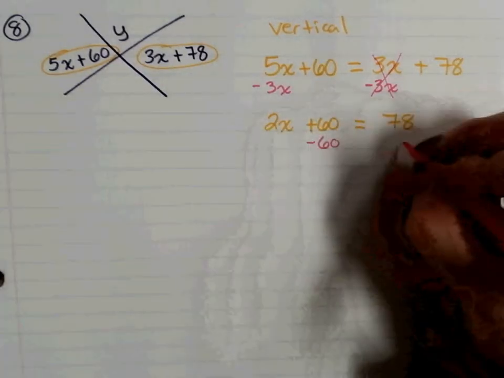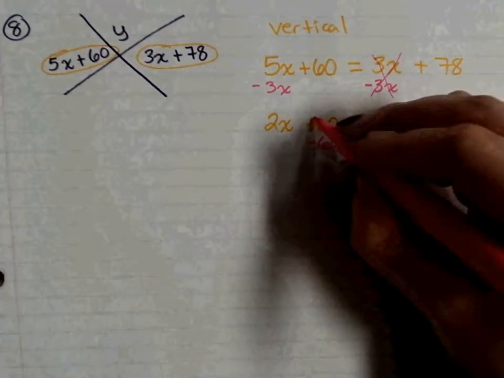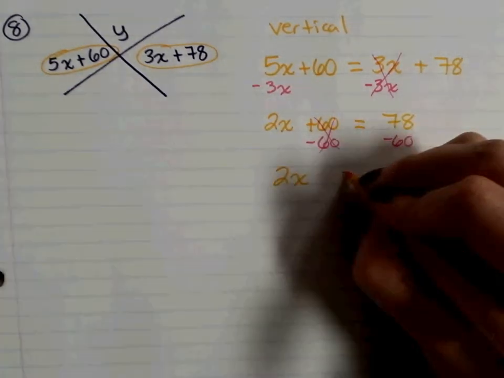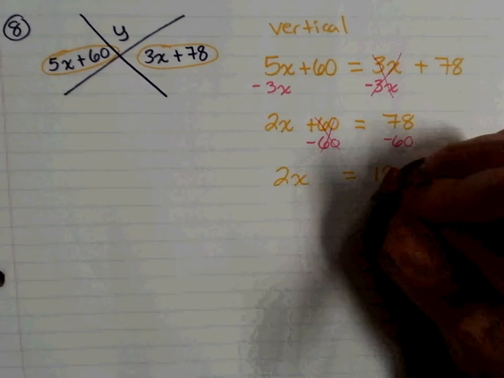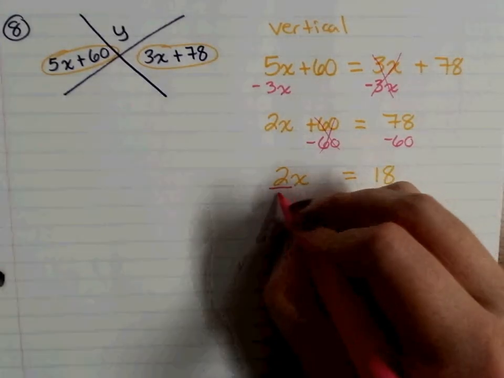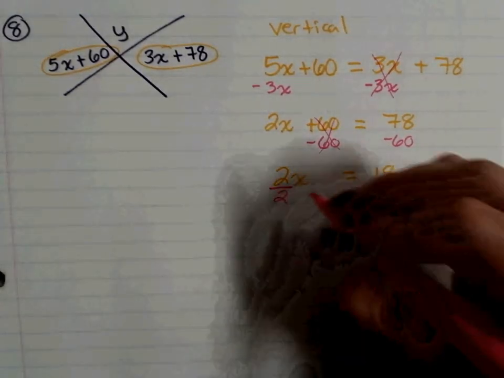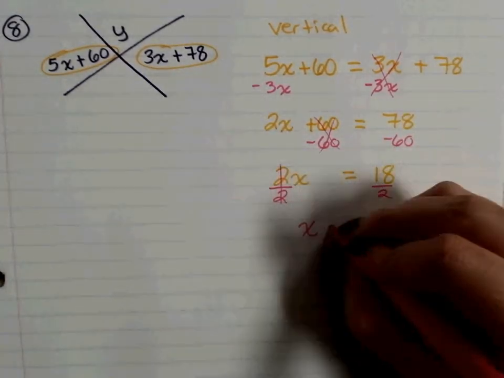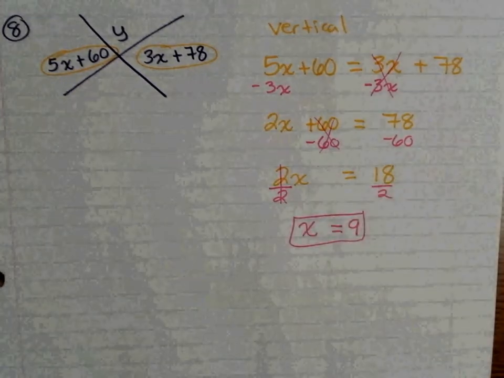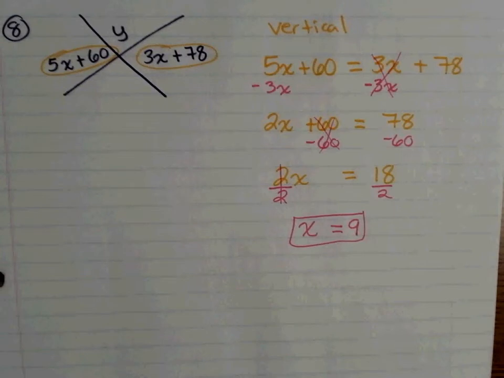What's the next step? Subtract 60. Very good. So we subtract 60 from both sides. That's going to leave us with 2x is equal to 18. What's the last step? Divide by 2, and what is x going to equal? 9. So we get x is equal to 9.